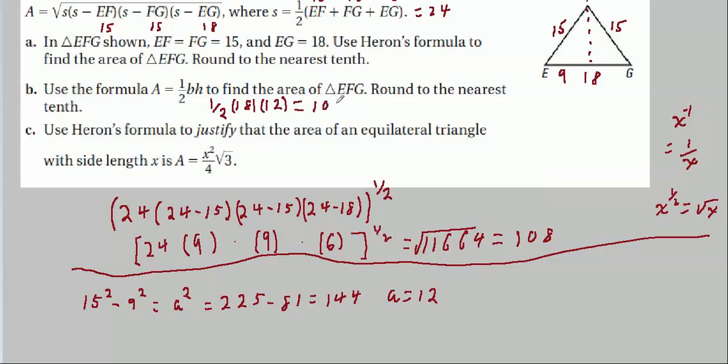Well, that looks a lot like this, doesn't it? Turns out good old Heron had it right. Assuming that 1/2 BH is correct, then Heron worked out a correct formula. Yeah, pretty smart guy, huh?